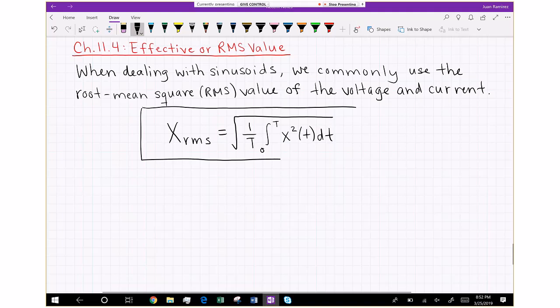Okay, so that's RMS. We're going to do a few examples, and I think that'll show how we apply this, how we find the RMS value, and also some of the applications of it. All right, so first example.